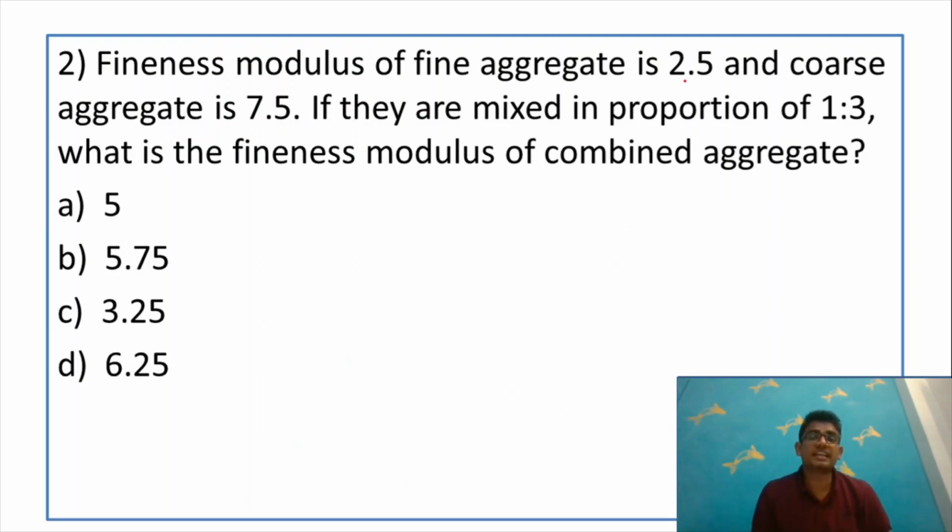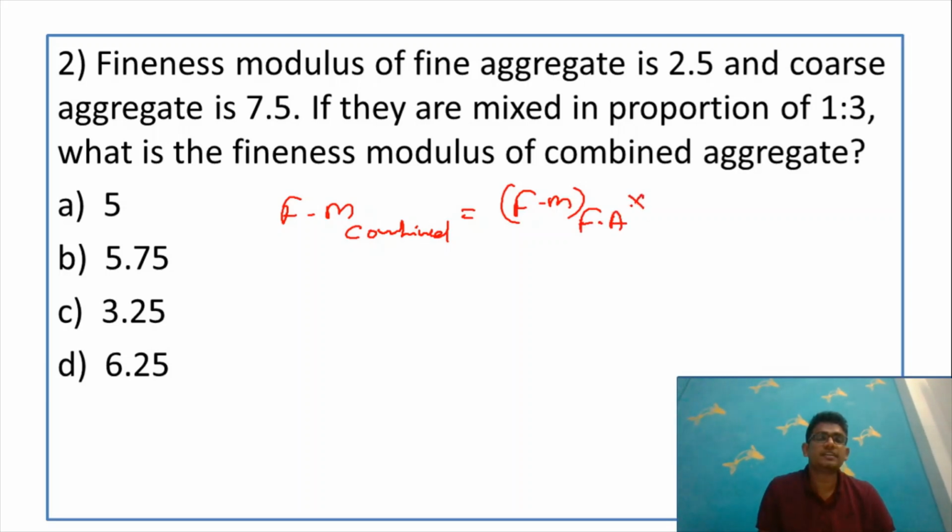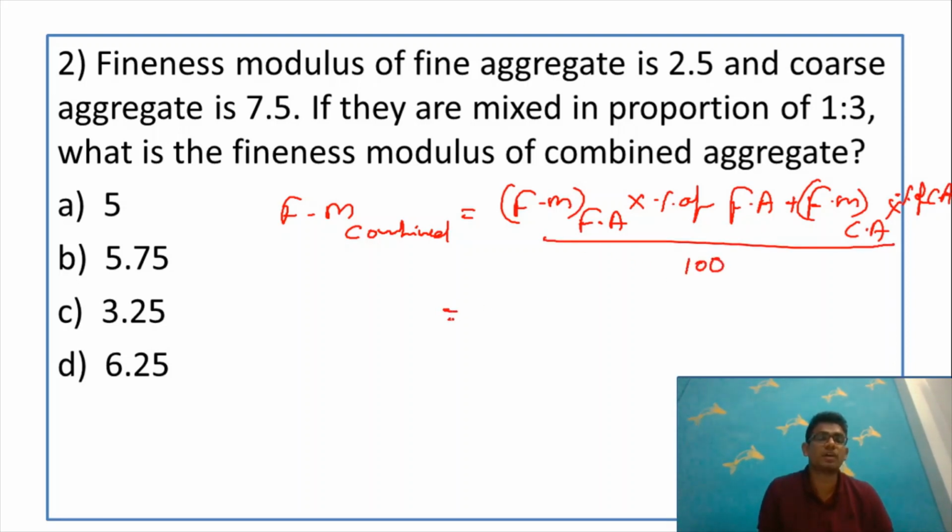Next one. Fineness modulus of fine aggregate is 2.5 and coarse aggregate is 7.5. If they are mixed in proportion of 1:3, what is the fineness modulus of combined aggregate? So now for the fineness modulus of combined aggregate, formula is fineness modulus of fine aggregate into percentage of fine aggregate plus fineness modulus of coarse aggregate into percentage of coarse aggregate divided by 100. That's the formula.